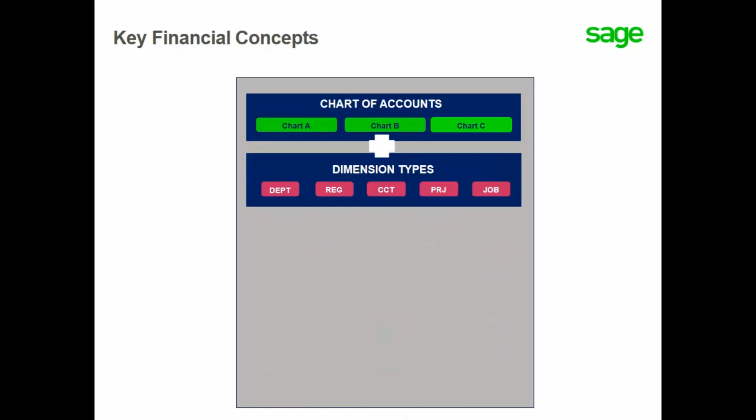Dimension types are analytical fields that are used to track financial information for a specific business need or category. For example, a dimension type could be a department, region, job, project, cost center, etc. While dimension types are optional, they can be very useful for organizing and reporting financial information.